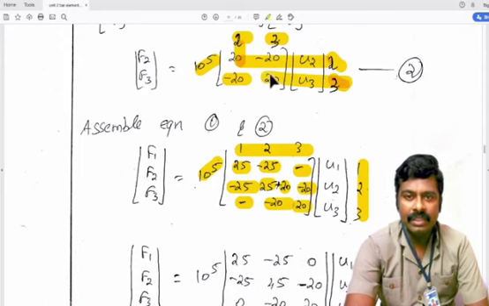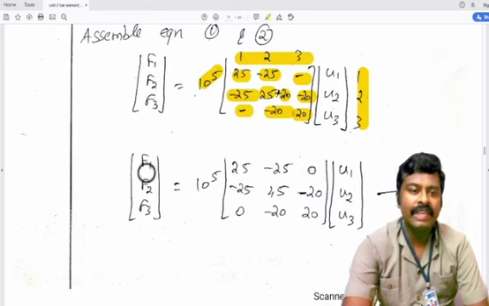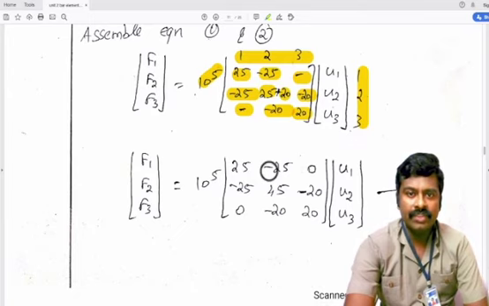3 3 equal to 20, and after simplifying all the values, finally the value yields F1 F2 F3 equal to 10 raised to 5, [25 minus 25 0; minus 25 25 plus 20 equal to 45, minus 20; 0 minus 20 20], U1 U2 U3.